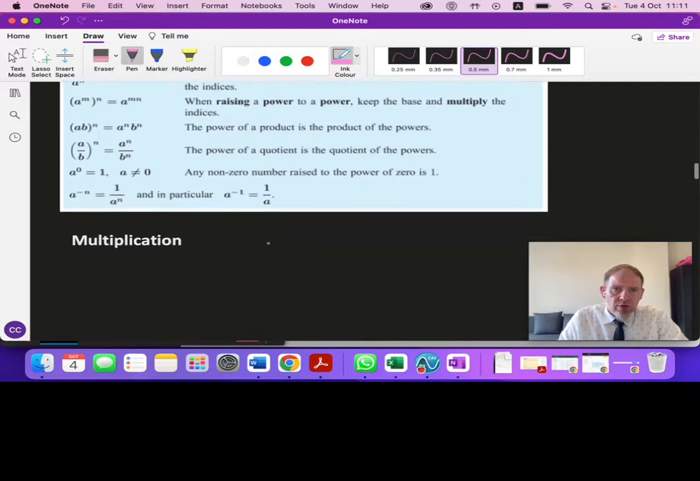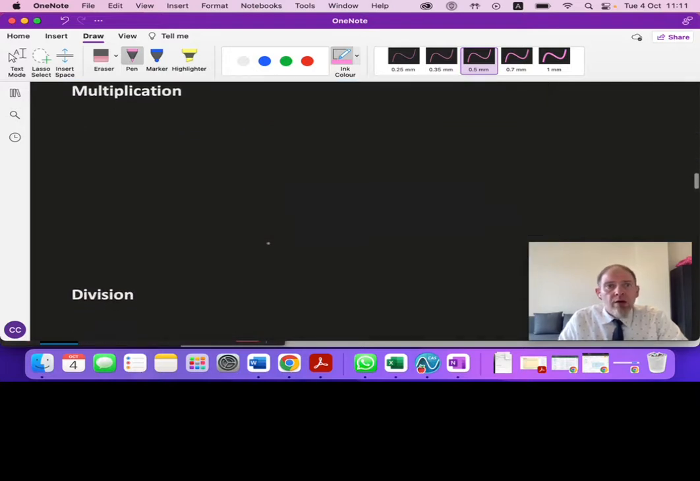Rather than me just showing you what they are, which you can get from the textbook, let's look at them. The first of the index laws we need to understand is the multiplication law. The multiplication law says that if I have a to the third power and I multiply it by a to the fifth power, then I'm just going to add the indices. To see why this happens, I'm going to break this down.